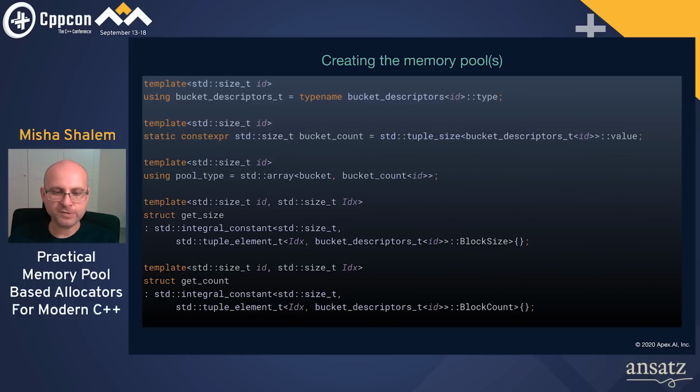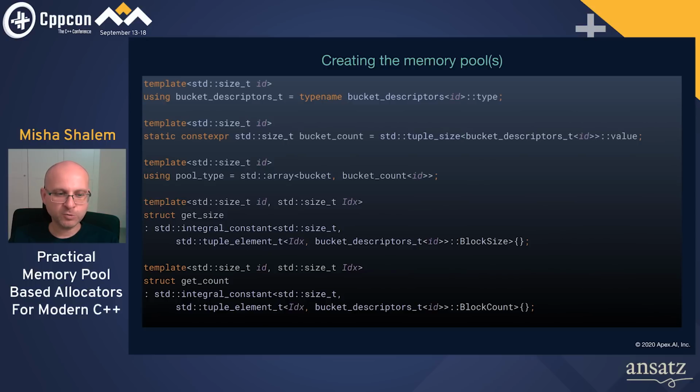Now we're going to define some boilerplate, and it looks scary, but it's just that. It's boilerplate to save some space on the next slides. First of all, we'll define a bucket count trait, which just makes the tuple size call tuple size. And we'll define a pool type, which is just an array of bucket and bucket count.